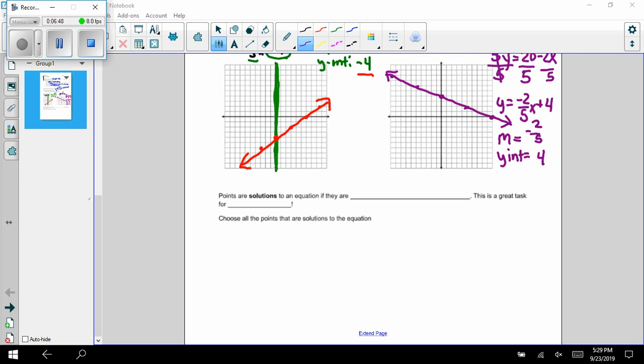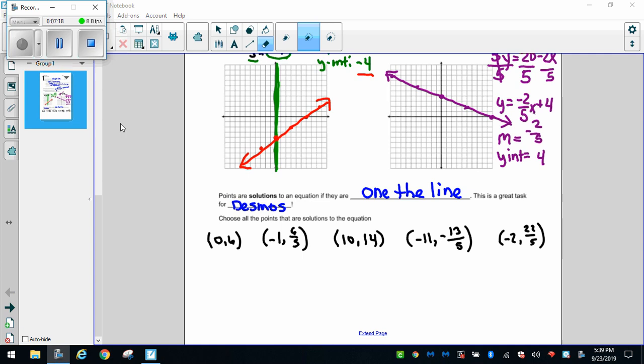So as you learned in our other chapters, hopefully, we're going to definitely use Desmos for this. Points are solutions to an equation if they are on the line. Again, this is a great task for Desmos. So in just a second, I'm going to show you an example for the following.